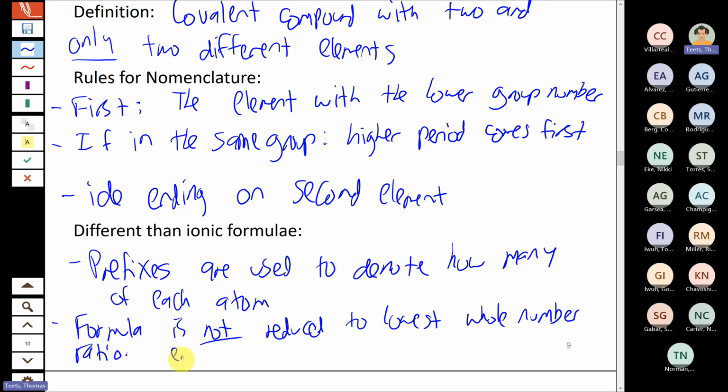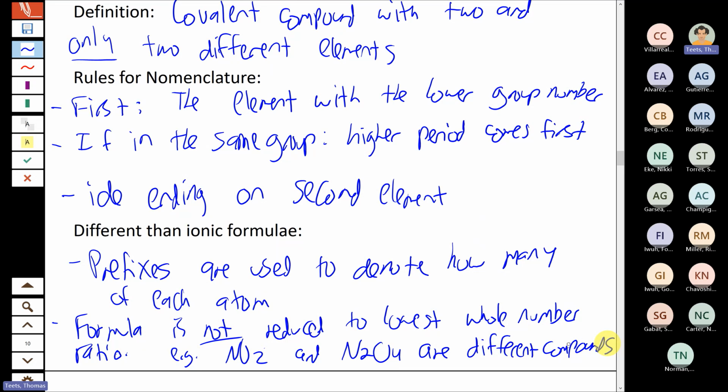So as an example, NO2 and N2O4 are two different compounds. So we don't want to reduce the formula of N2O4 to NO2 because that makes it a totally different compound. Okay, so for covalent compounds, those that involve combinations of nonmetals, it is possible and sometimes common to have a formula that's not in the lowest whole number ratio.